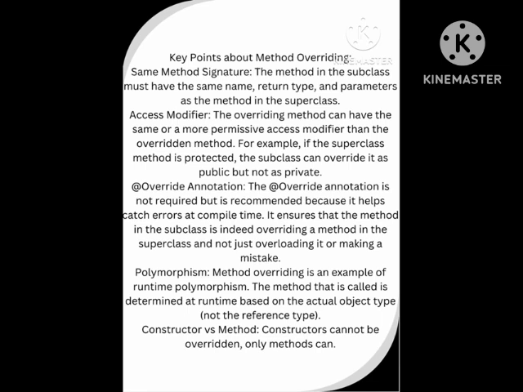Override annotation. The override annotation is not required but is recommended because it helps catch errors at compile time. It ensures that the method in the subclass is indeed overriding a method in the superclass and not just overloading it or making a mistake. Polymorphism. Method overriding is an example of runtime polymorphism. The method that is called is determined at runtime based on the actual object type. Constructor versus method. A constructor cannot be overridden, only a method can.